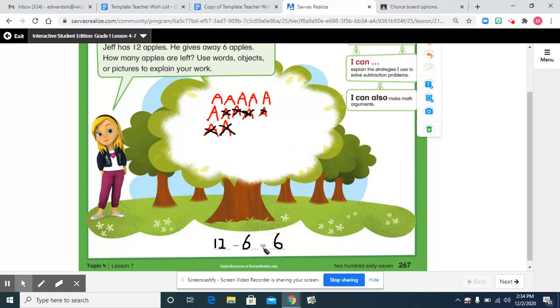Now if you look, this is actually a doubles fact. It's a related fact, but you can see the doubles fact here. 6 plus 6, and that would equal 12. So you should know that half of 12 is 6. 12 minus 6 is 6. Okay, if you are done with that page, please turn to the next page.